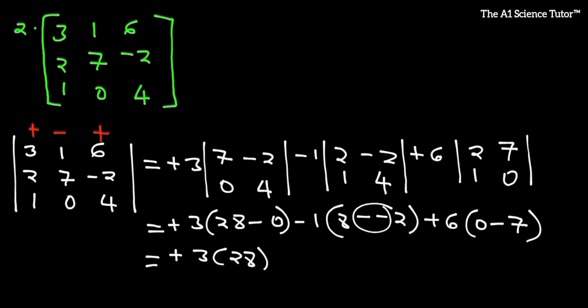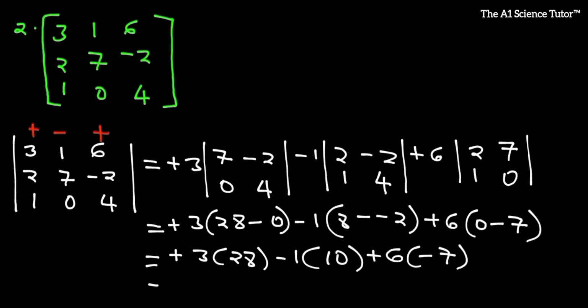Now here we have negative, which should give a positive. So this is actually 8 plus 2, and so that gives us a 10. So this is -1 multiplied by 10.